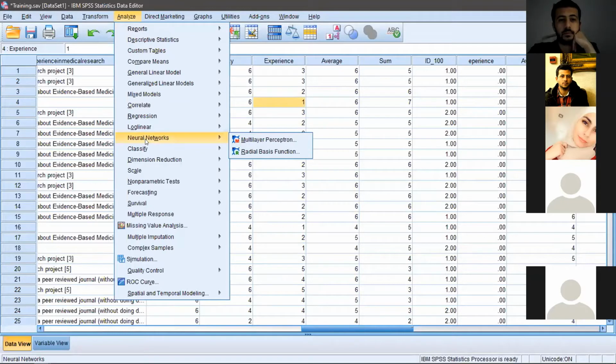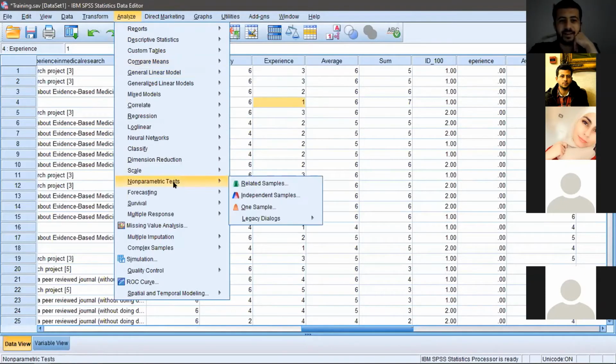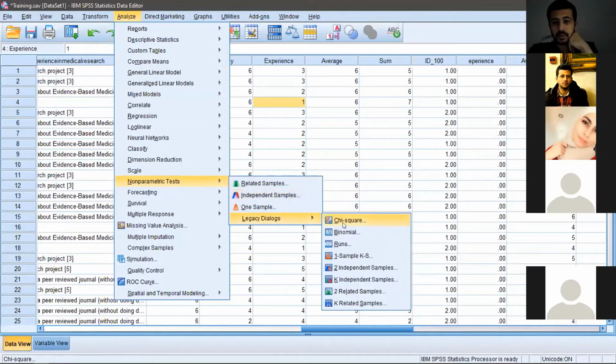Also, the compare means, there were other choices. From compare means? No. From the non-parametric tests. Yes. Okay, non-parametric tests. We have 2 options, either taking the choice from here or choosing it from here. We will try them both.